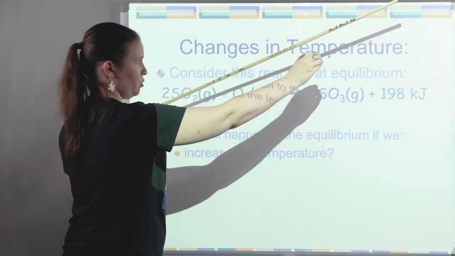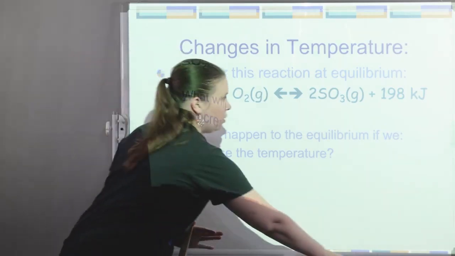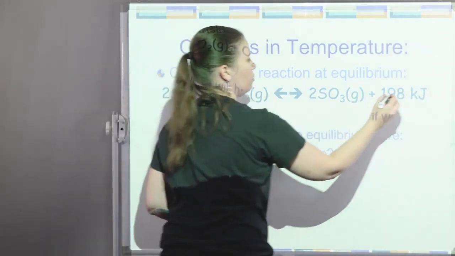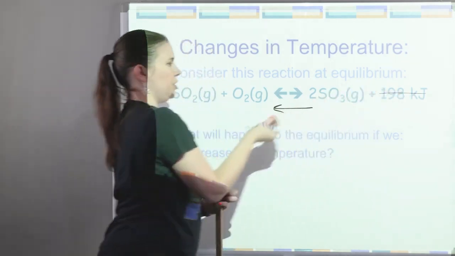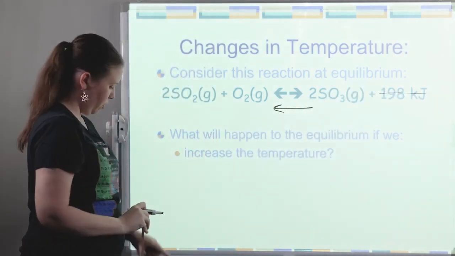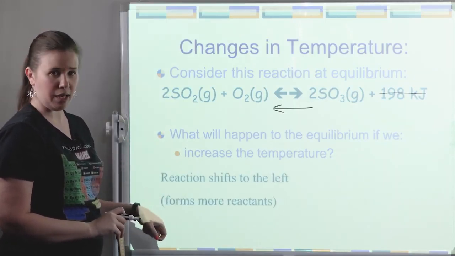If we're increasing the temperature, that's the stress. I want to use it up. It's actually the reverse reaction. In order for this to go back to where it started, we would need to be using it up. So that would be our reverse reaction, shifting to the left, favoring the reactants.